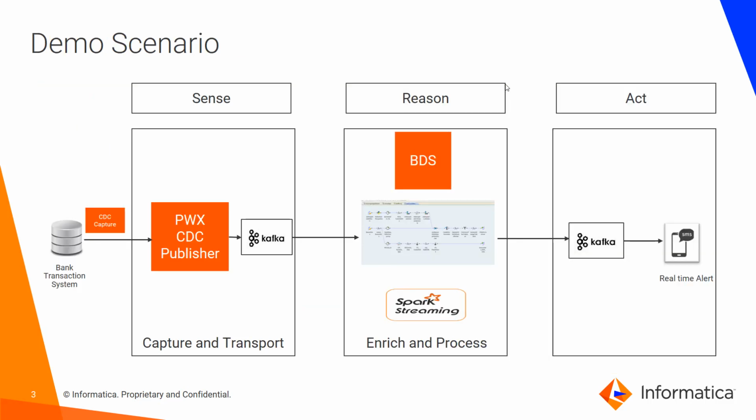Here is a demo scenario that we have. Informatica has the Sense Reason Act framework for managing streaming data. We have CDC capture, which is capturing change data from the transactional system, and then the PowerExchange CDC publisher, which is collecting those changes and publishing them into a Kafka queue. Once the data is in Kafka, Big Data Streaming reads the change records from Kafka and processes them in real time, applying the machine learning model that the customer has created and figuring out whether the transaction is fraudulent or not. It is publishing fraudulent transaction information along with the customer details onto a Kafka topic through which a real-time alert can be raised.